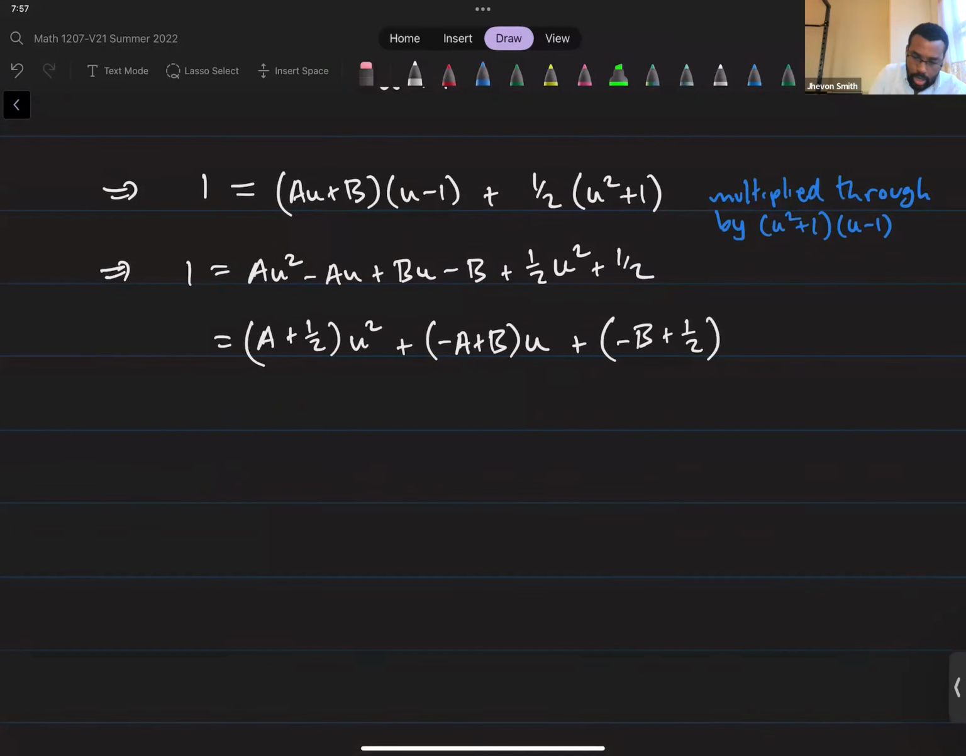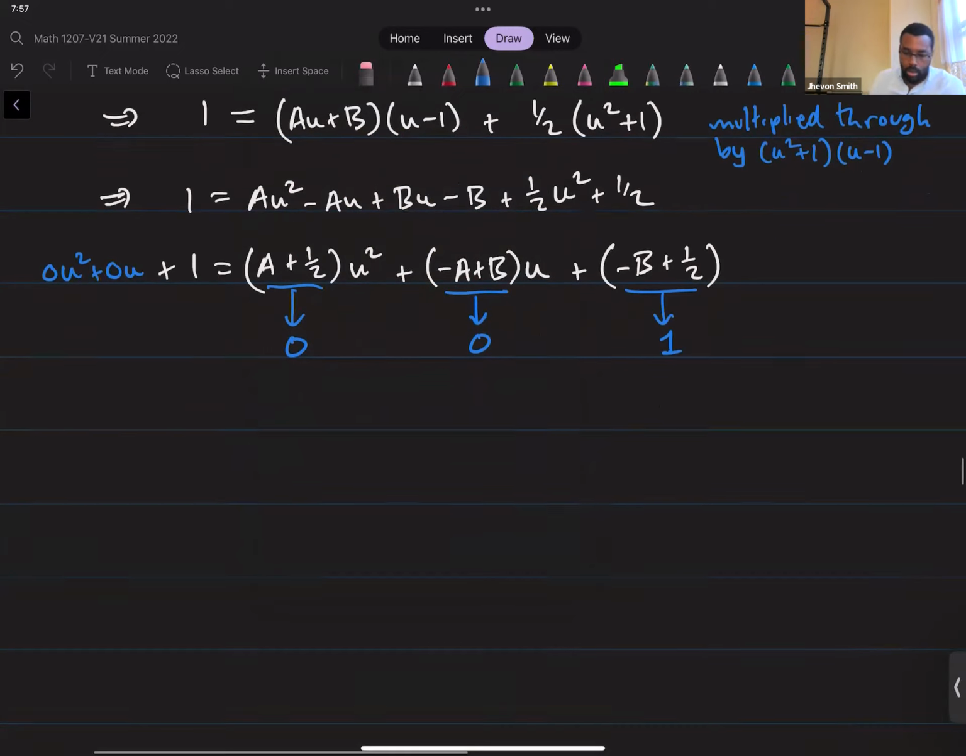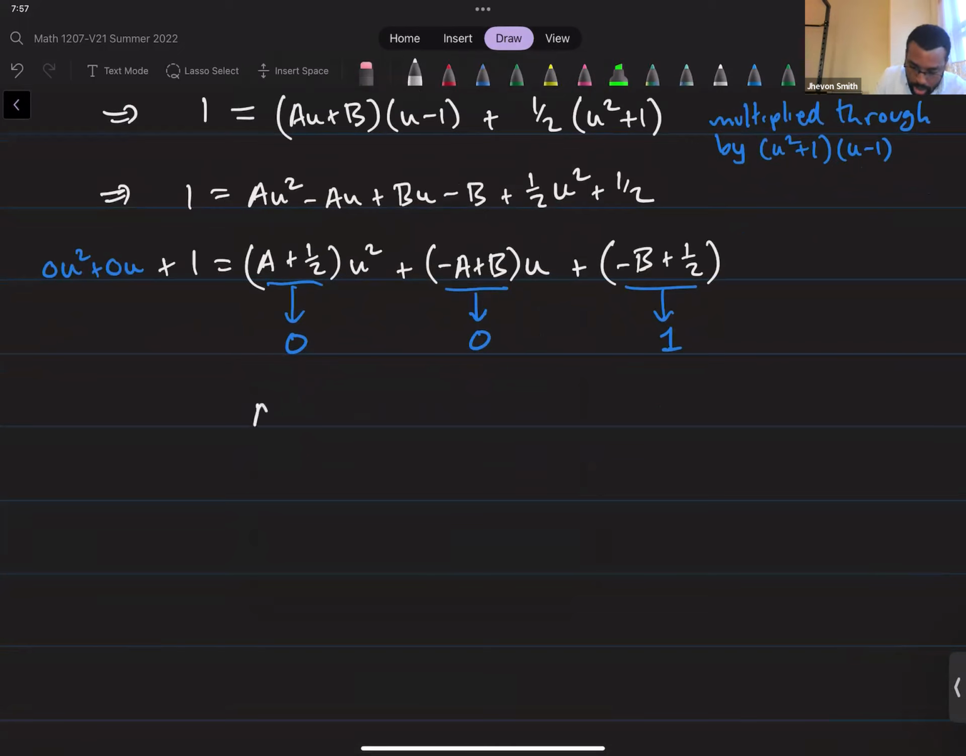And so this guy must be 0 because there's 0 u squareds on the left. Right over here, I have 0 u squared plus 0 u plus 1. This guy must also be 0. And this guy must be equal to 1. So I get this system of equations. A plus 1/2 equals 0. Of course, that means your A is minus 1/2.